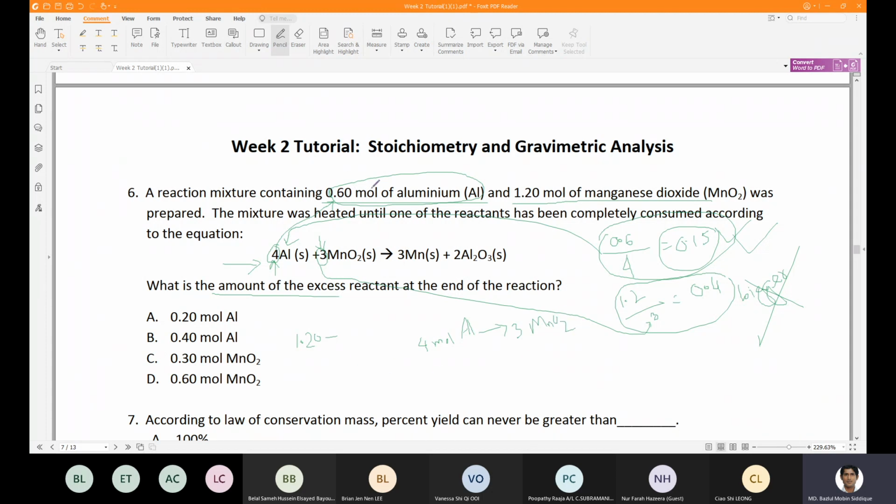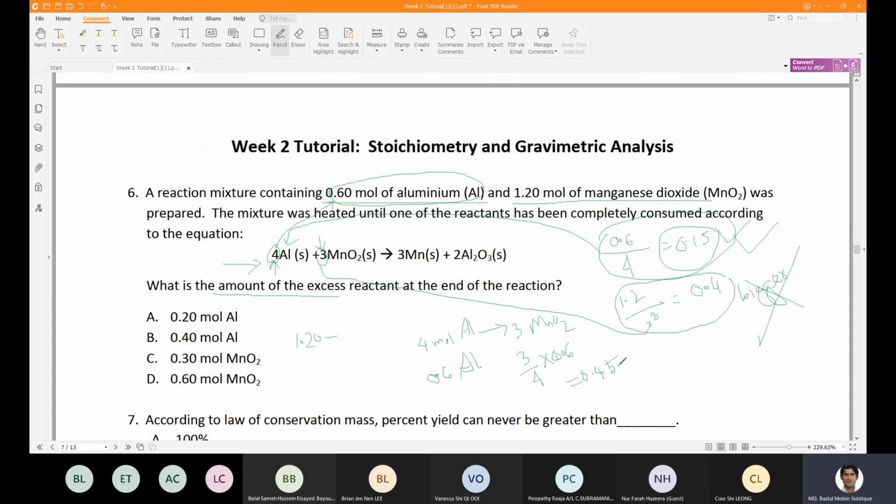So 0.6 moles of aluminium will take how many moles of magnesium oxide? 3/4 times 0.6 moles of aluminium, right? 3/4 times 0.6, that is 0.45.